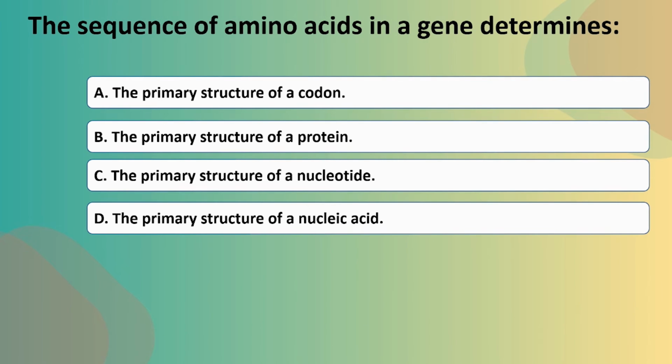Next question. The sequence of amino acids in a gene determines A, the primary structure of a codon, B, the primary structure of a protein, C, the primary structure of a nucleotide, or D, the primary structure of a nucleic acid.